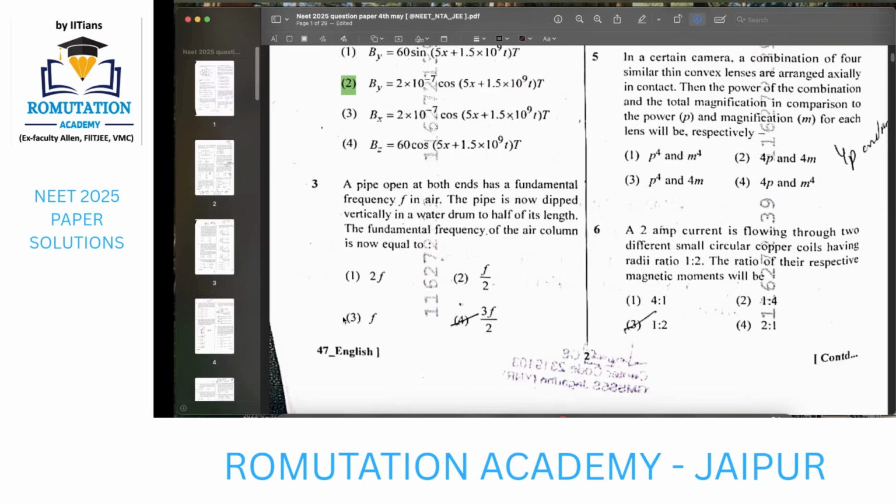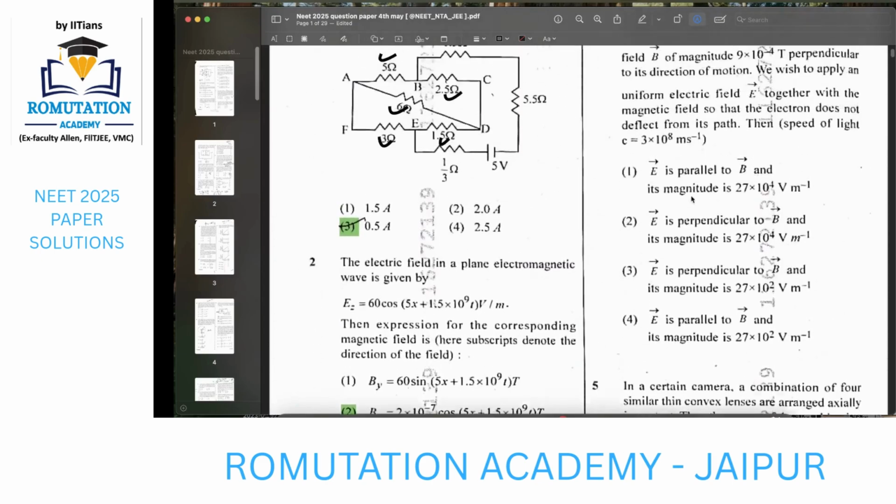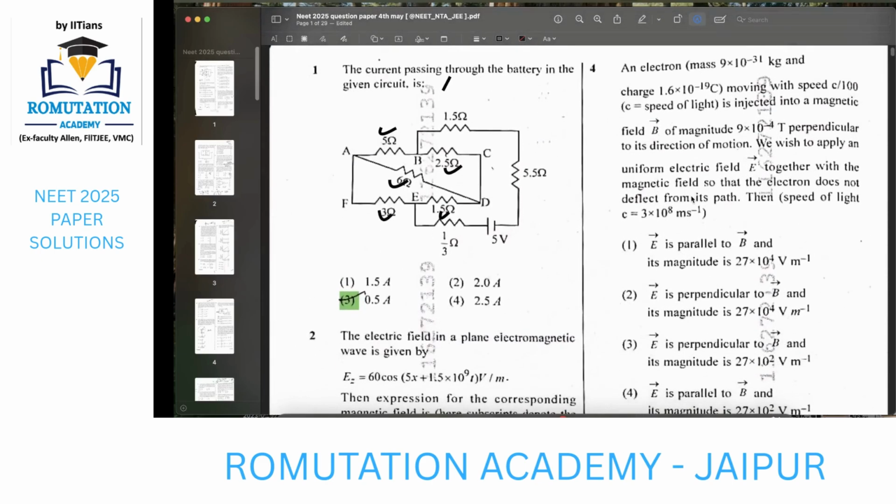So there is this option, that is 3, which says that the fundamental frequency of the air column in this case is also going to be equal to F. Okay, let's see the fourth question now.